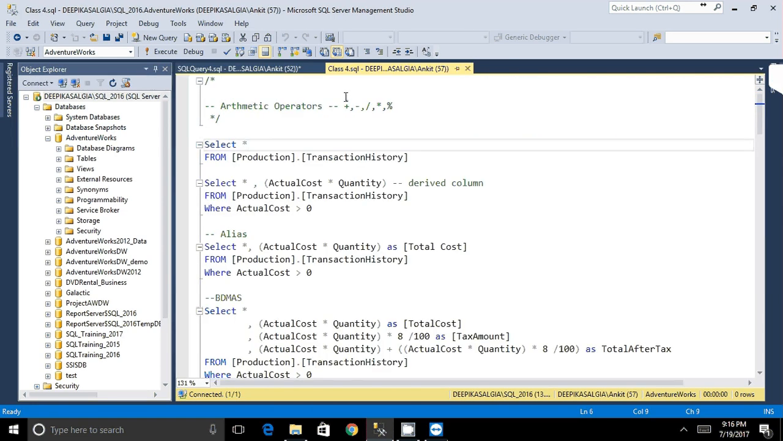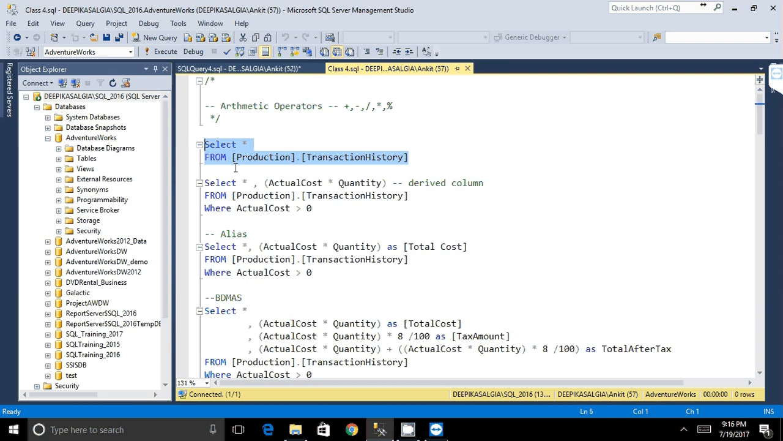Today we want to start with the arithmetic operators. In the last class we saw the comparison operators. The next thing in SQL is arithmetic operators. You know arithmetic operators, what are those? Addition, subtraction, division, multiplication, percent sign. We're going to see how you can use those in SQL.